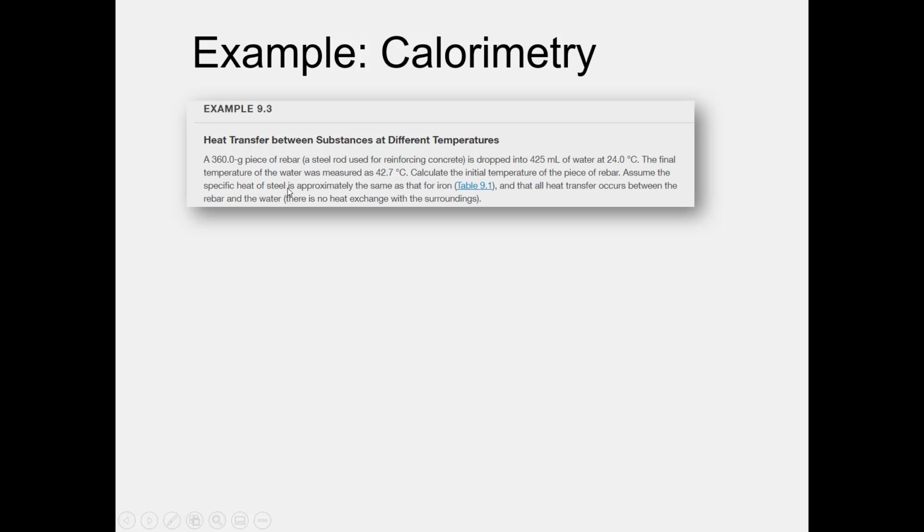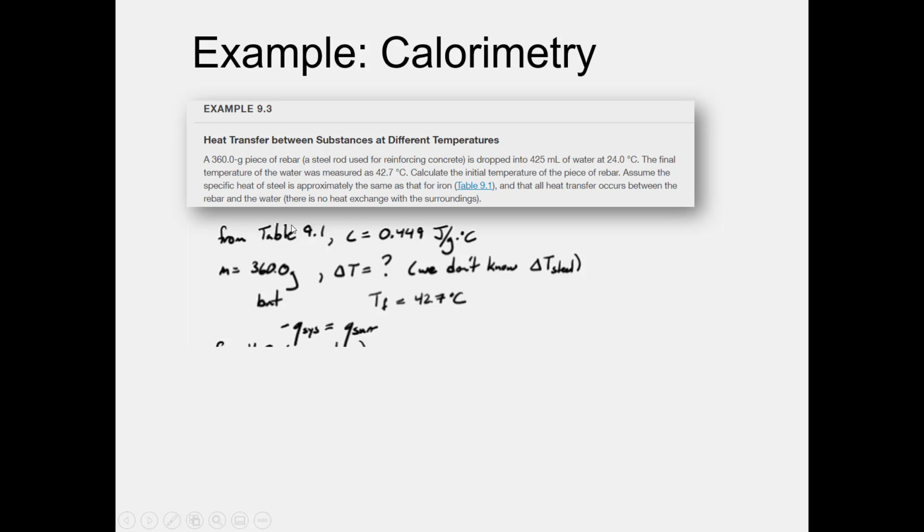We're asked to assume that the specific heat of steel is the same as that for iron, which we can find in table 9.1. And this is key to a word problem like this, or a well-designed calorimetry experiment: we're assuming that when we measure the temperature of the water, all the heat transfer occurs between the rebar and the water. So the calorimeter in which we're running this experiment doesn't lose any heat right away to the surrounding environment.